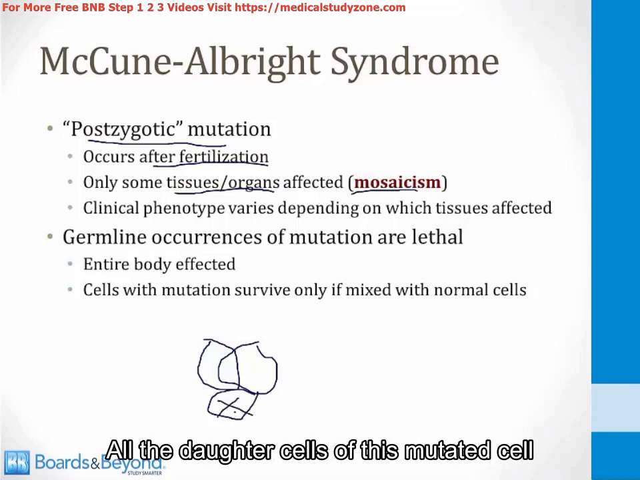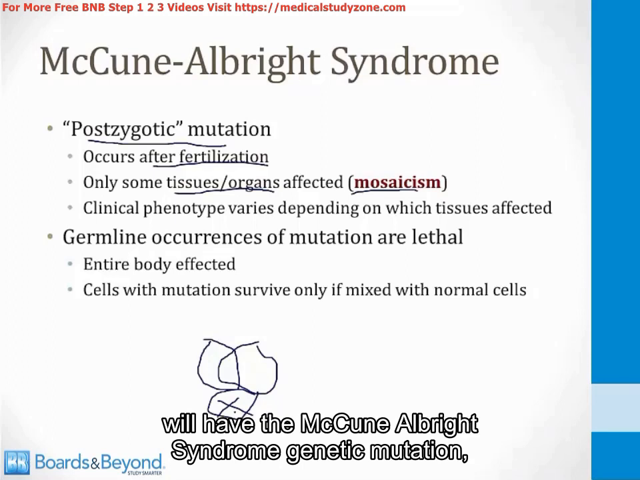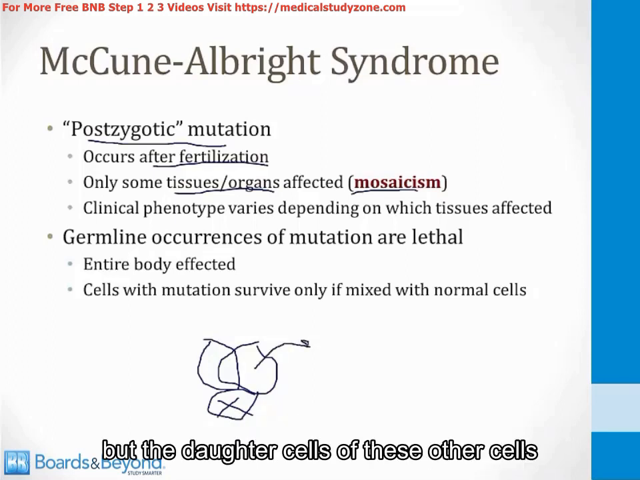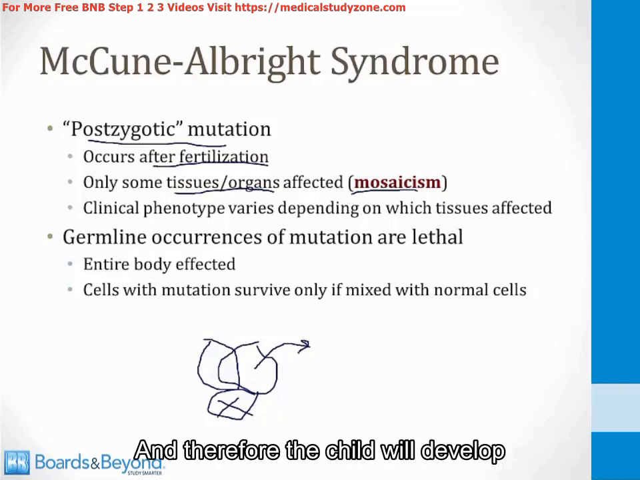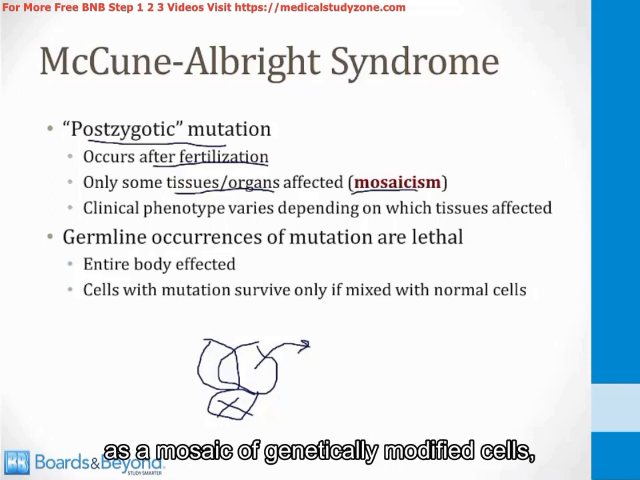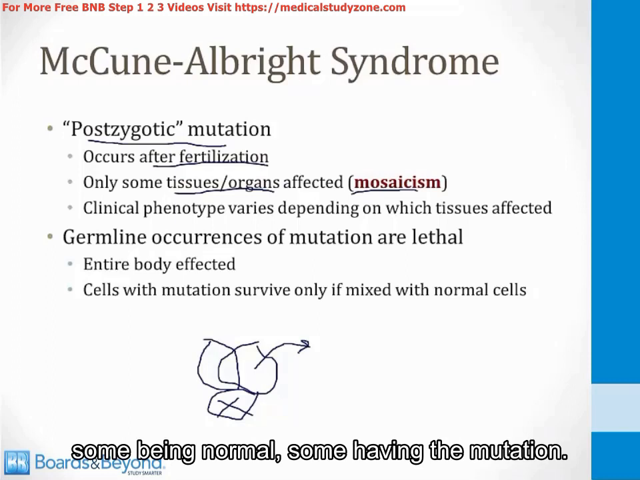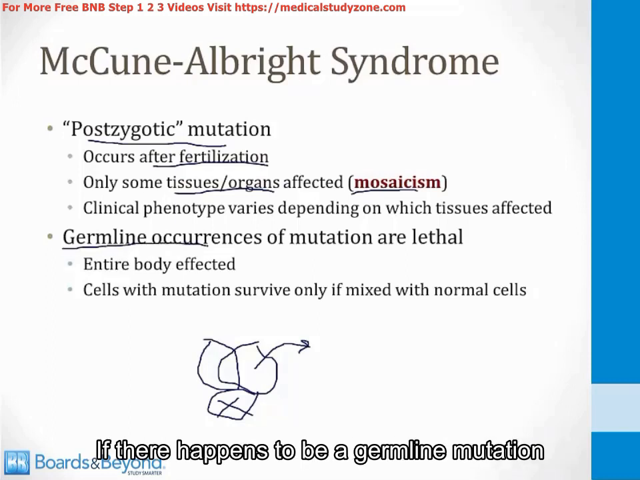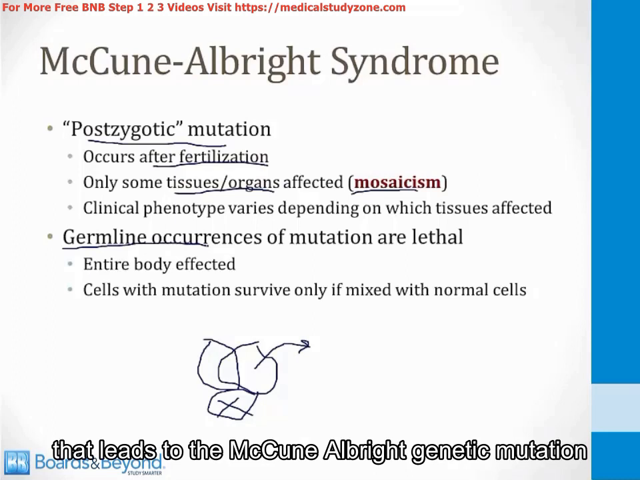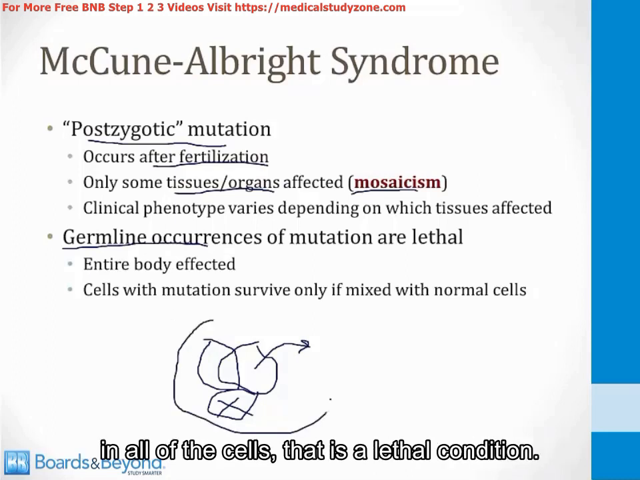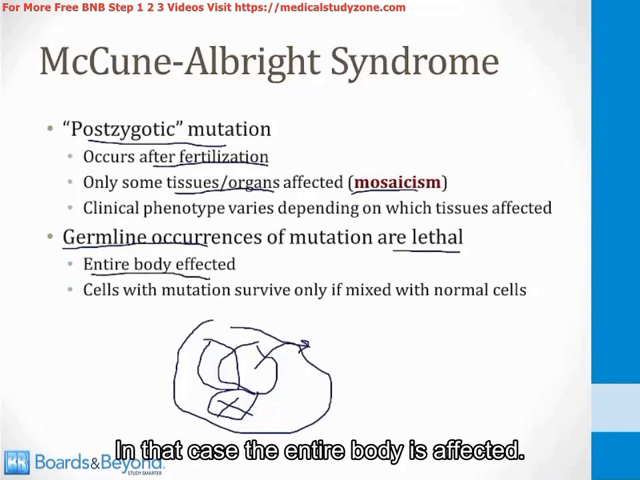All the daughter cells of this mutated cell will have the McCune-Albright syndrome genetic mutation, but the daughter cells of these other cells will not have the mutation, and therefore the child will develop as a mosaic of genetically modified cells, some being normal, some having the mutation. If there happens to be a germline mutation that leads to the McCune-Albright genetic mutation in all of the cells, that is a lethal condition. In that case, the entire body is affected.